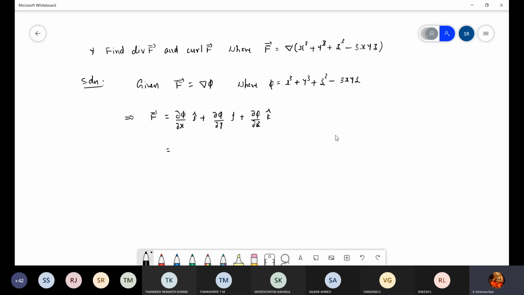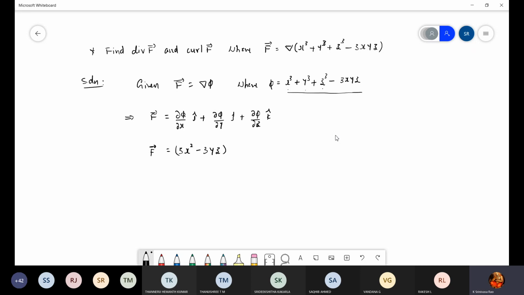Okay, so phi is given. If you want, you can substitute phi for each derivative, or you can differentiate directly. As you wish. I will go with the direct differentiation. So differentiate phi with respect to x. You will get 3x square: x cube differentiation is 3x square, y cube is 0, z cube is 0, minus 3yz.